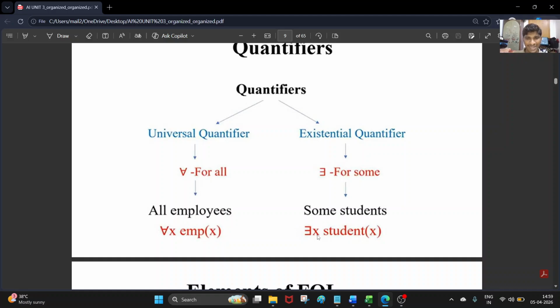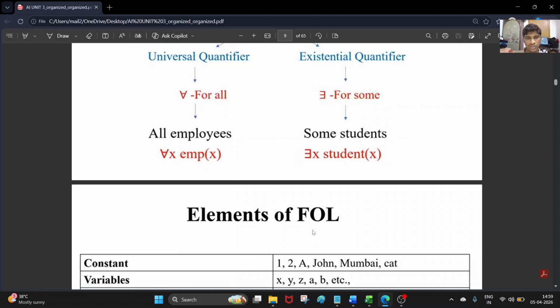Some students: there exists X, student of X. So this X represents one of the students among them. This can be represented using there exists.